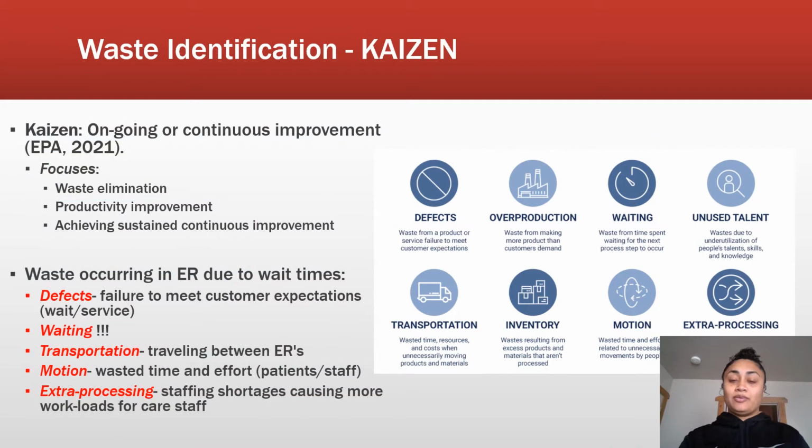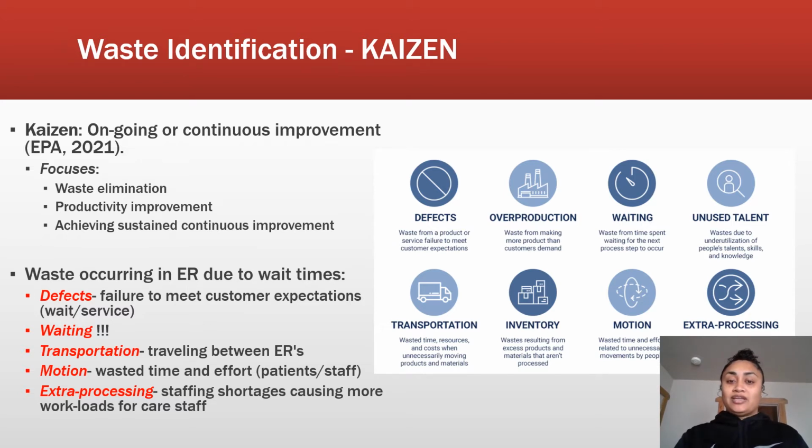Thank you, Anna. Waste identification using the Kaizen method. Kaizen focuses on waste elimination, productivity improvement, and achieving continuous sustained improvement. We chose to use Kaizen to identify the waste occurring in the ER due to long wait times. This is used in conjunction with the lean method when trying to reduce waste and improve production.